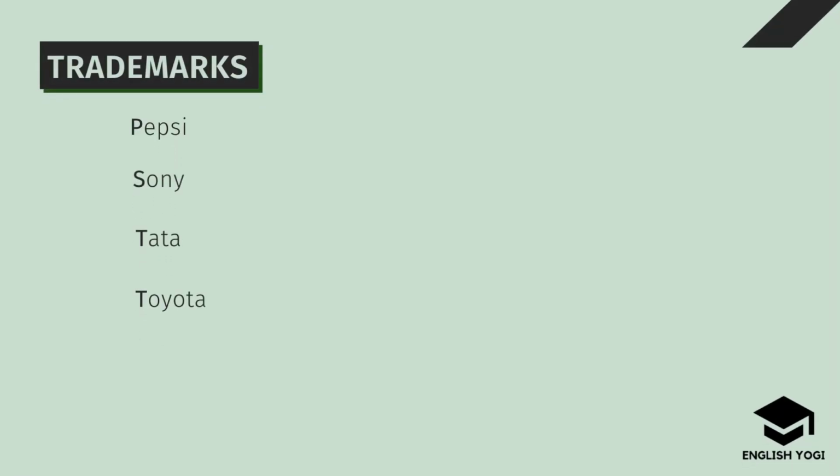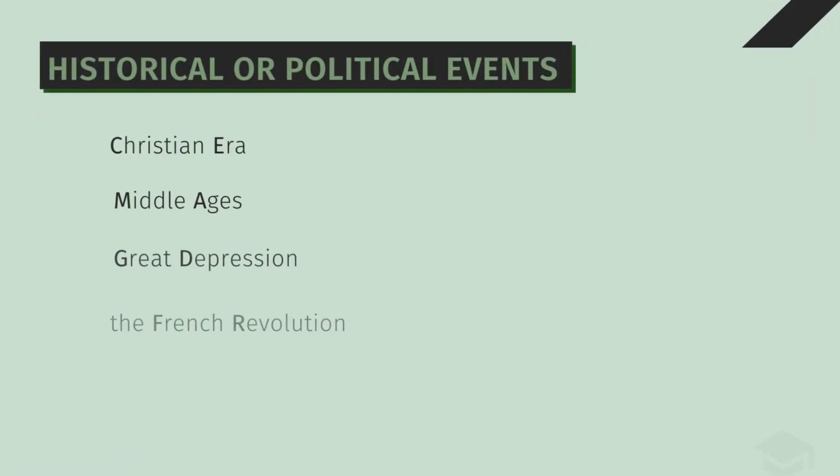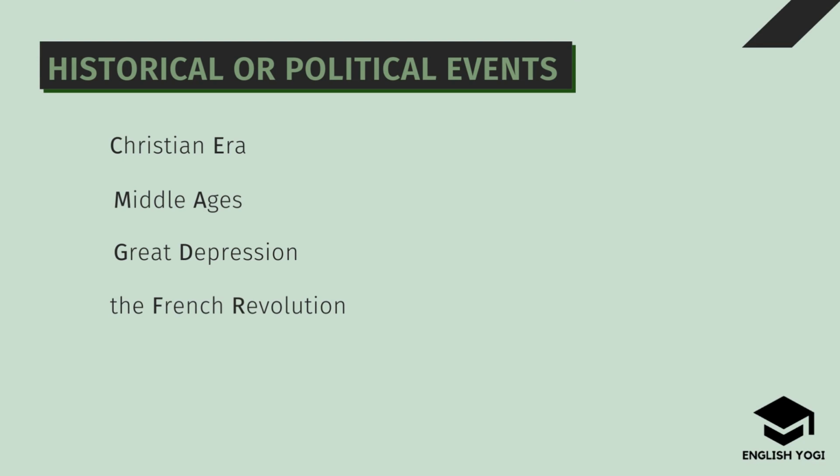should be written as a capital letter or uppercase. Similarly, any trademarks used in the sentence should be written with a capital letter. For example, Pepsi, Sony, then Tata and Toyota. So these are trademarks, and whenever we use trademarks in a sentence, at that time we have to write them in capital letters. Again, moving ahead, historical or political events also should be written in capital letters. For example, Christian Era, so C and E, these two words are capital. Middle Ages, M and A are capital. Great Depression, similarly the French Revolution, F and R are capital. So this is the basic rule. Historical or political events should be written in capital letters.